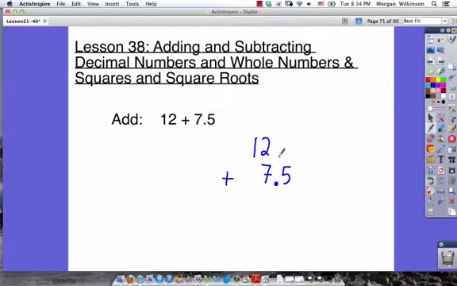Now we want to make sure there's a value in each of our place value positions. So we're going to add a decimal point after the 12 and a 0 in the tenths place. Now we can go ahead and add. So we've got 0 plus 5. That's 5. Decimal point comes straight down. 2 plus 7 is 9. And then we've got a 1 in our 10 spot. So we've got our answer. We've got 19.5. We can go ahead and box that and move on to the next example.